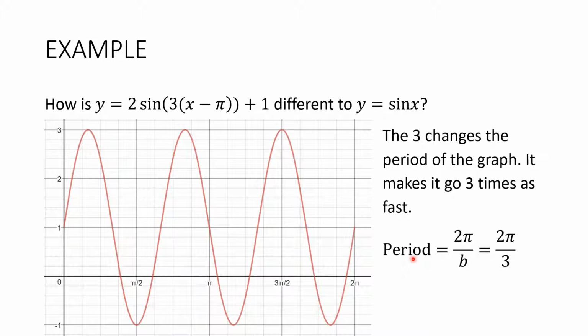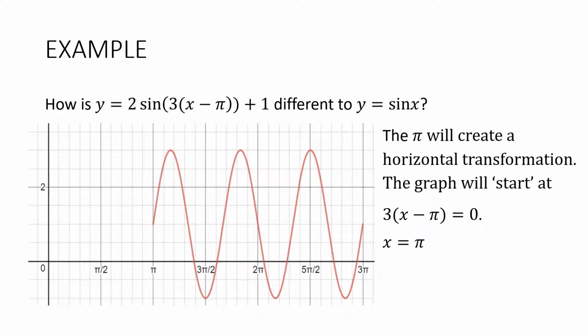And what this period means is that that's how long it takes to get through one cycle. So if we find 2 pi on 3, that's like 2/3. So that's around about here. That's how long it takes the graph to get through one cycle. Do you see?